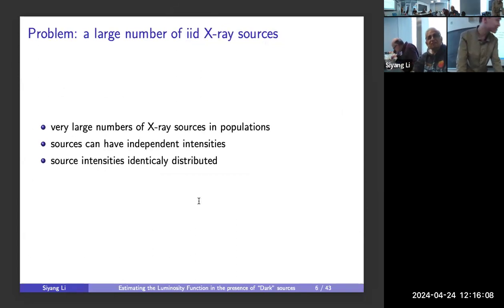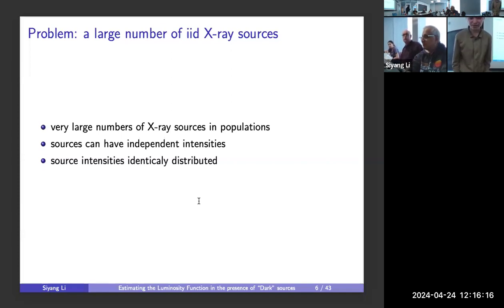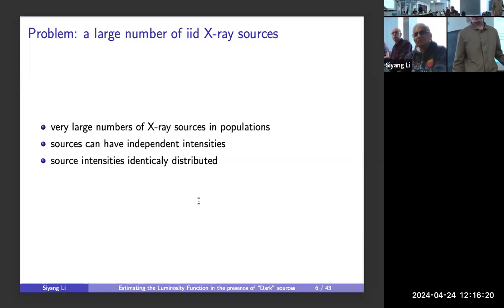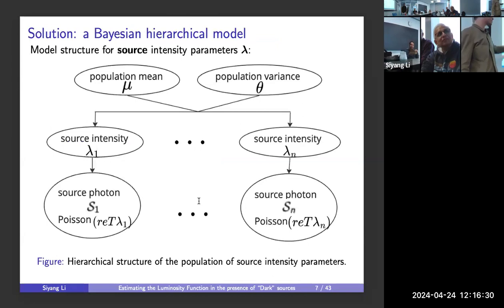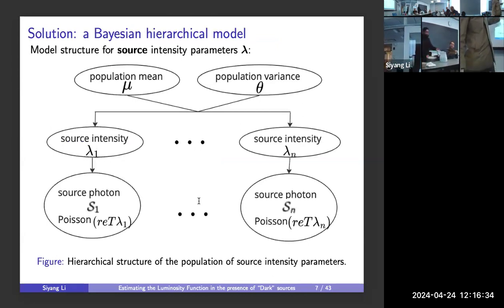And let's look at the first astrophysical problem. As I said, there can be a very large number of X-ray sources, and these X-ray sources can be independent and identically distributed. So naturally, this gives us the structure of a Bayesian hierarchical model like this.